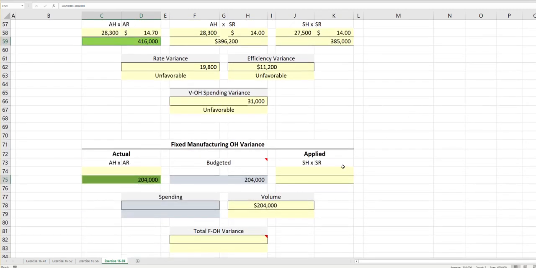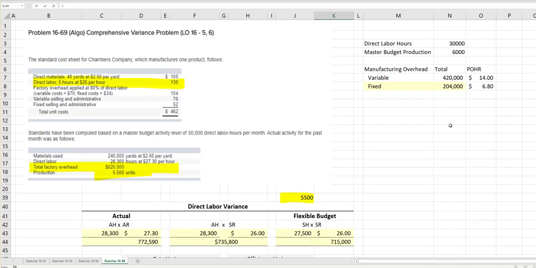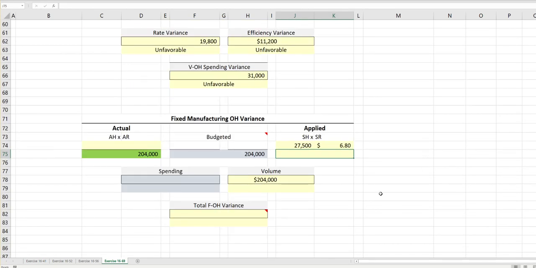So, again, standard hours, we're applying on the basis of direct labor. We've got the 27,500. Our standard rate, we calculated that again. Our predetermined manufacturing overhead rate for fixed manufacturing overhead was $6.80 per hour. So we would have applied 187,000. Our budget was 204, so our volume variance was 17,000, and this would have been unfavorable.